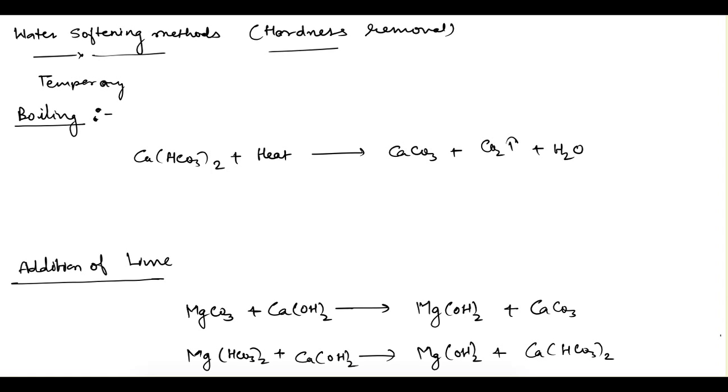The first one is simply boiling. Using boiling you can remove the calcium hardness. If CO2 is present in water, then this hardness will be in the form of calcium bicarbonate. When you boil this water, the CO2 gas is released and the calcium bicarbonate converts to calcium carbonate, which is insoluble in water, so it can be easily removed by sedimentation.